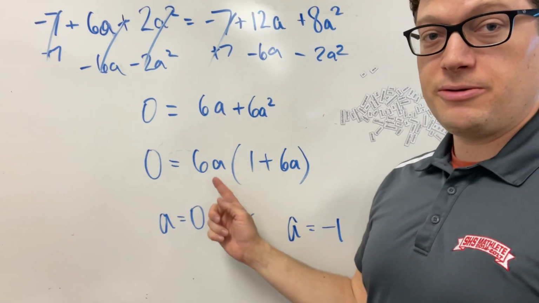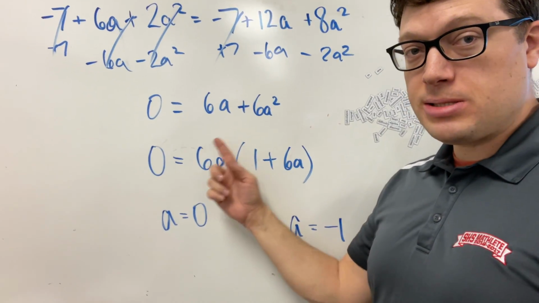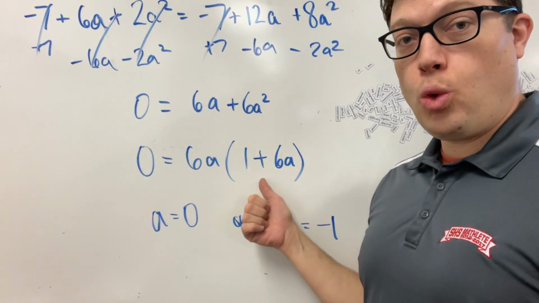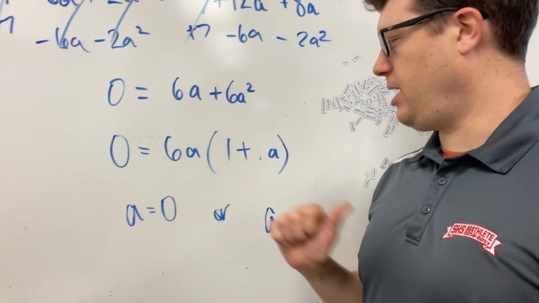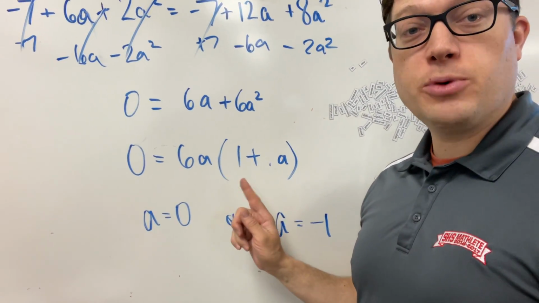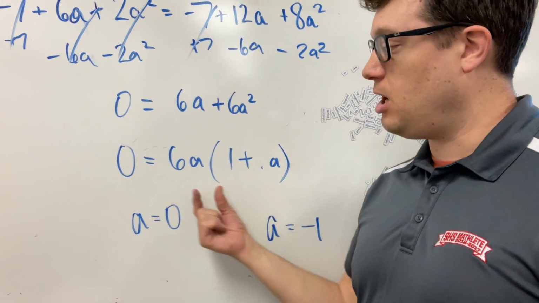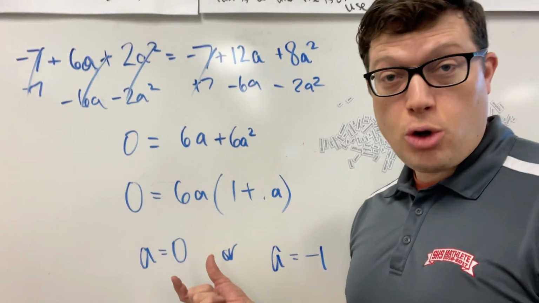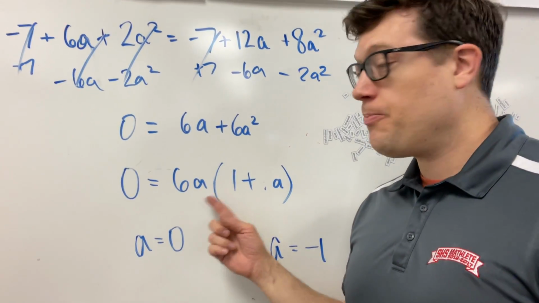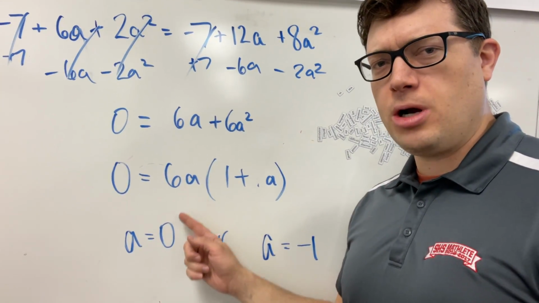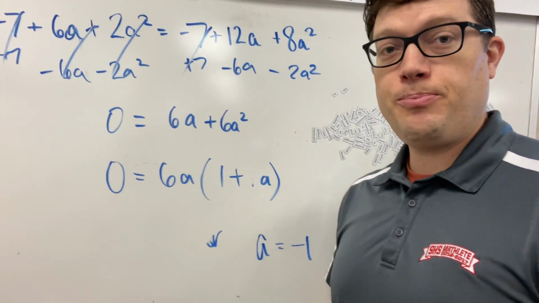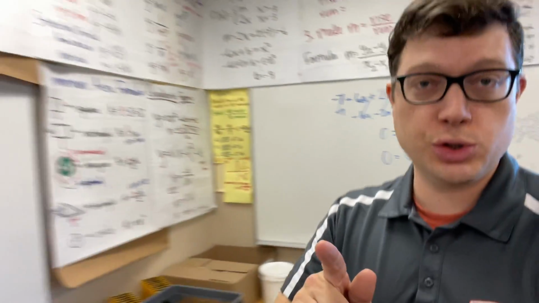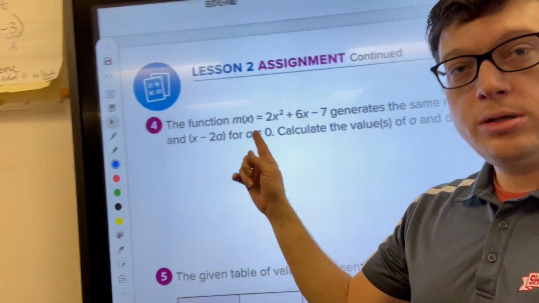6 in both spots, factor it out. A in both spots, factor it out, and you're left with 1 plus a as a factor all by itself, and then 6a over here. By the zero product property, either that equals 0 or that does. And if this equals 0, then a is 0, and we actually don't need to know about that because the original question said, zooming in over here, a can't be a 0. So leave that one alone.